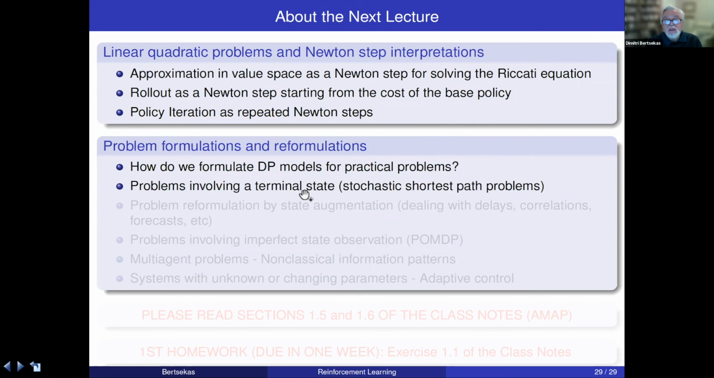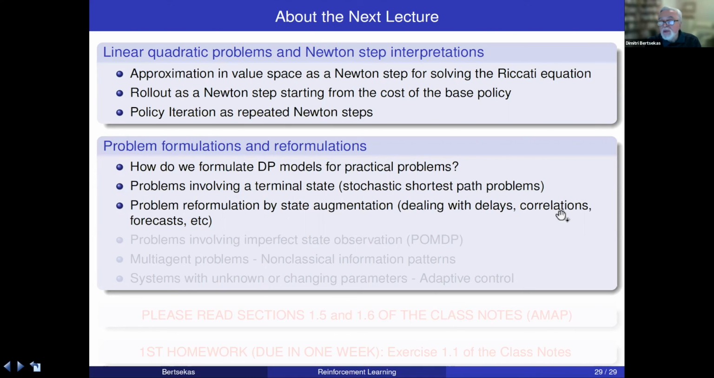We're going to discuss problems that involve a terminal state, like shortest path problems and stochastic versions of shortest path problems that involve a goal state. We're going to talk about problems that have unusual dynamics that may involve delays in the evolution of the state variable. So x_{k+1} is affected not only by x_k, but also by x_{k-1} or x_{k-2}. There are delays in the system equation. We're going to see how we can reformulate problems like that in their usual format.